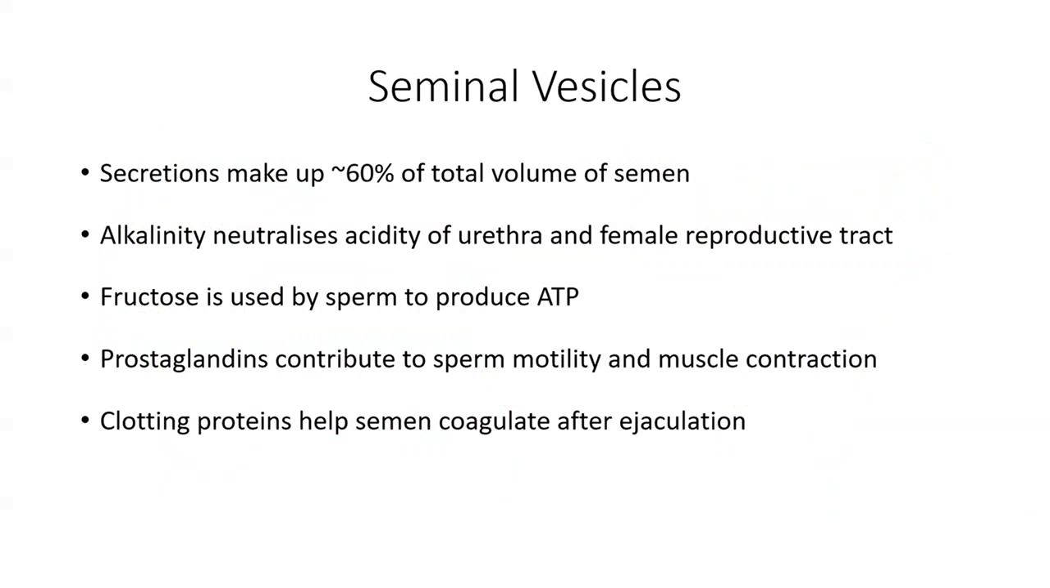So the seminal vesicles lie posterior to the bladder, anterior to the rectum. They form the ejaculatory duct with the Ductus Deferens before it turns into the urethra. They secrete an alkaline fluid that contains fructose, prostaglandins, and clotting proteins, making up about 60% of the total volume of semen. The alkalinity protects sperm by neutralizing the acidity of the male urethra and the female reproductive tract. The fructose is for ATP production by sperm. The prostaglandins help the sperm to move, and also cause contraction of the female reproductive tract. And the clotting proteins help semen coagulate or clot after ejaculation.